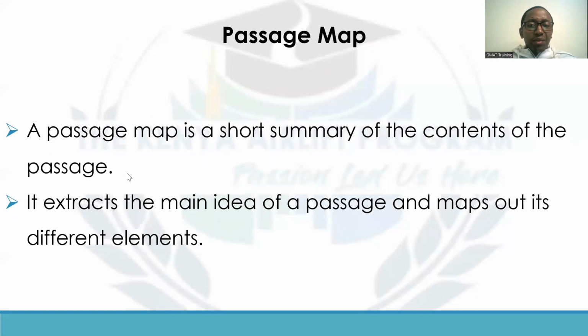So what's a passage map? A passage map is a short summary of the contents of the passage. It extracts the main idea of a passage and maps out its different elements. That means after building a passage map, you should have the main idea of the passage, and an idea of where different information presented in the passage is, whether it's in the first paragraph or the second paragraph, or where exactly it is.